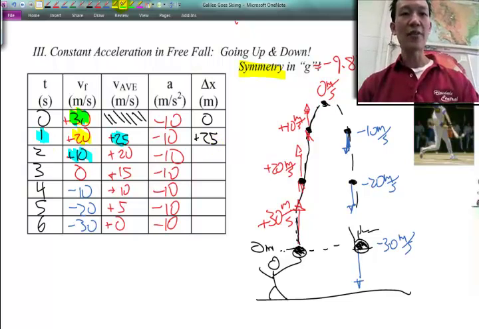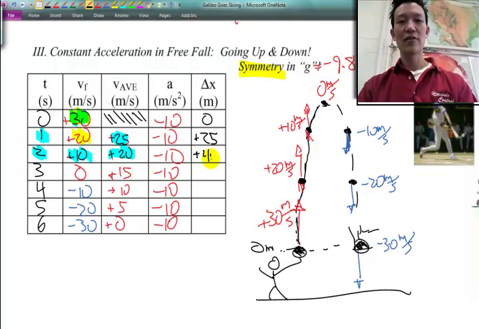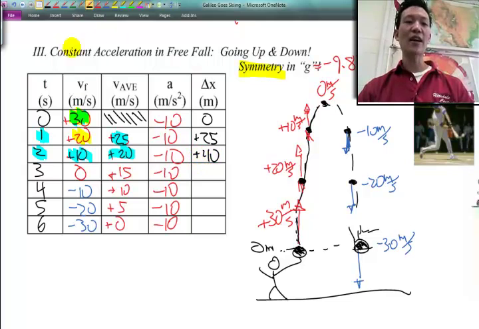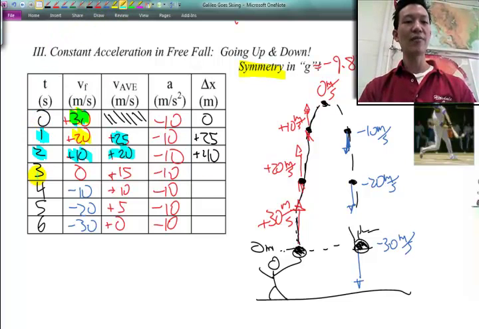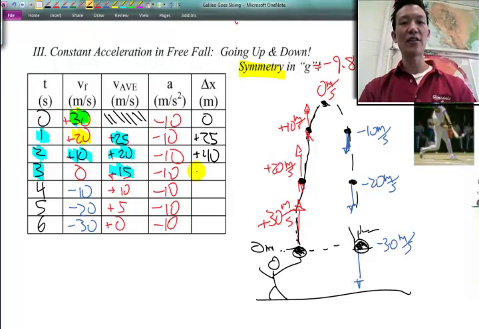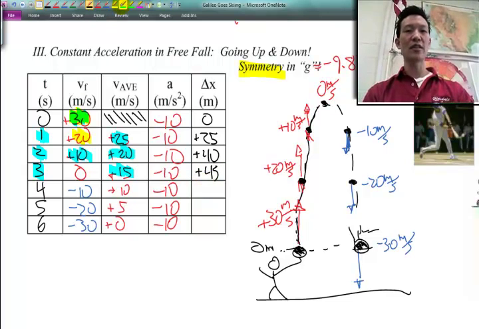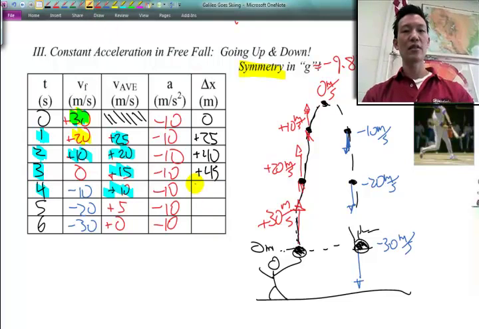Okay? How about after 2 seconds? Does it go 10 meters? Does it go 30 meters? Or does it go 2 times 20? What's 2 times 20, guys? 40. Okay? So in fact, we can find the displacement by taking the time multiplied by the average velocity. So after 3 seconds, how high does the ball go? 45. Okay? After 4 seconds, how high does the ball go? 4 times 10 is 40.